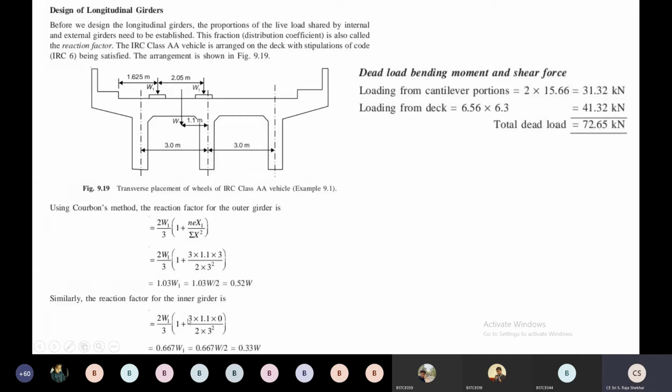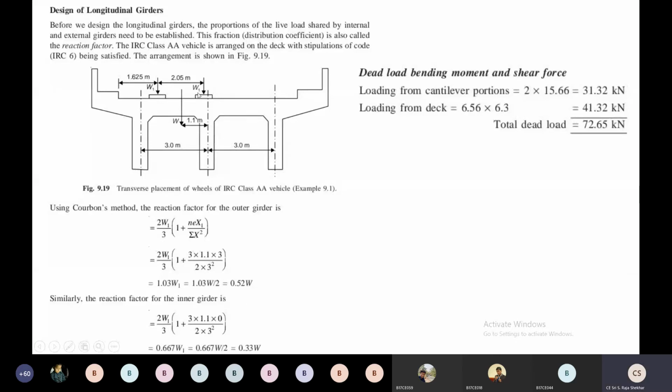2W1 by 3. This term becomes 0. 2W1 by 3 means we are getting a W value of 0.33 W. Okay, so these are the reaction factors.